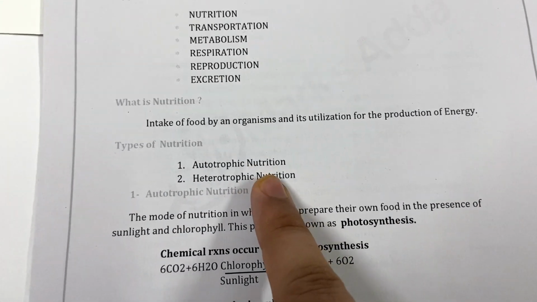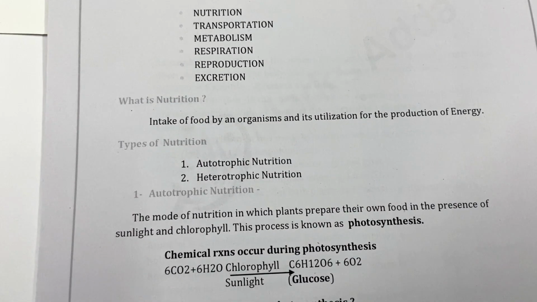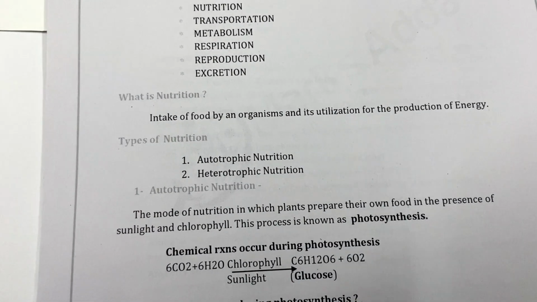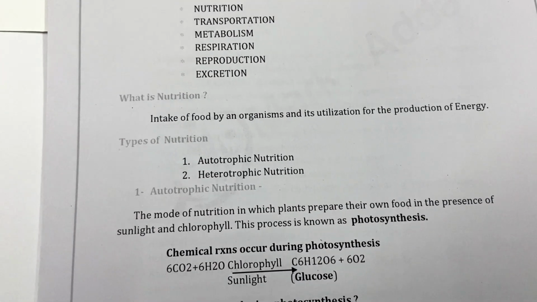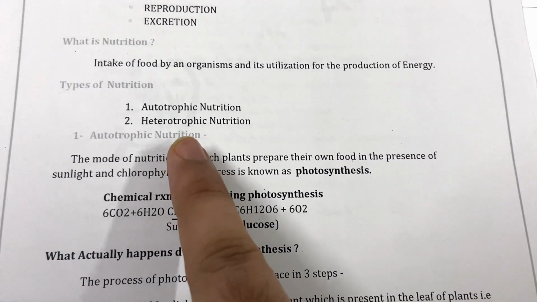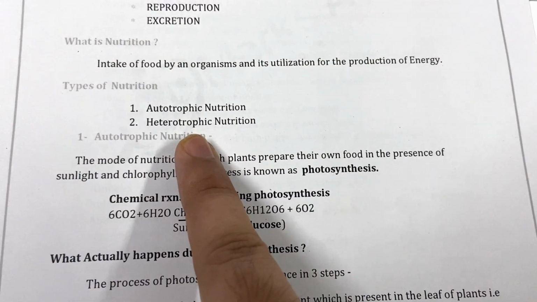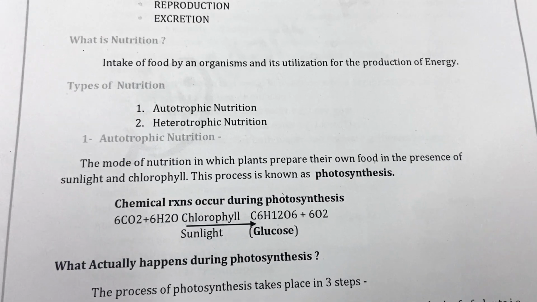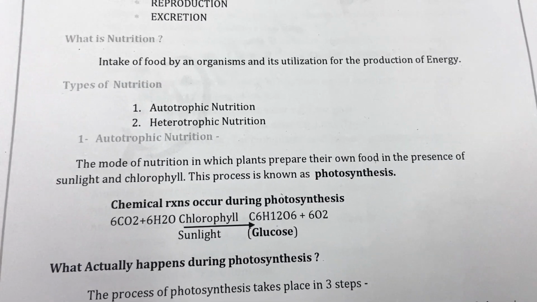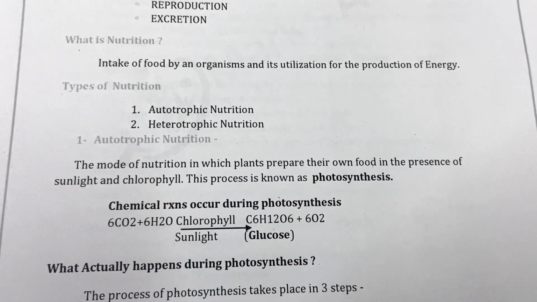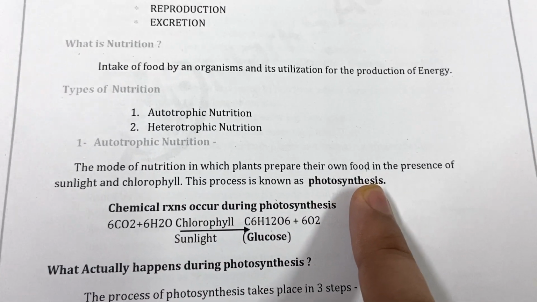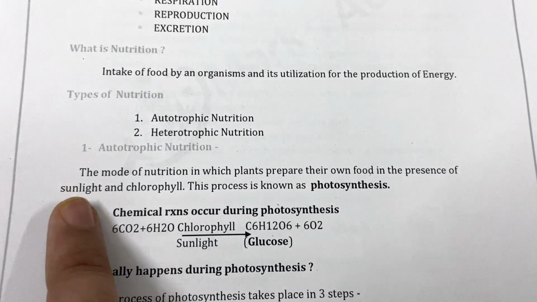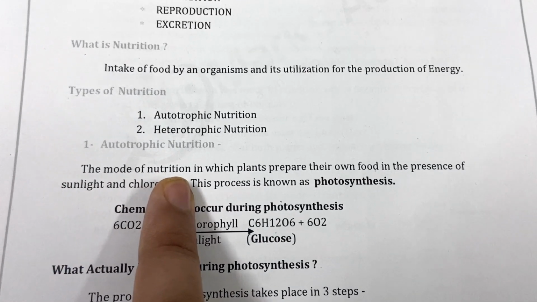Whereas heterotrophic nutrition is that nutrition in which an organism cannot make its own food and is dependent on other organisms for food. Now let us study autotrophic nutrition in detail. So we know in autotrophic nutrition, an organism can make its own food. For example, plants. Now plants can make their own food by the process of photosynthesis. The raw materials required for photosynthesis are sunlight and chlorophyll.